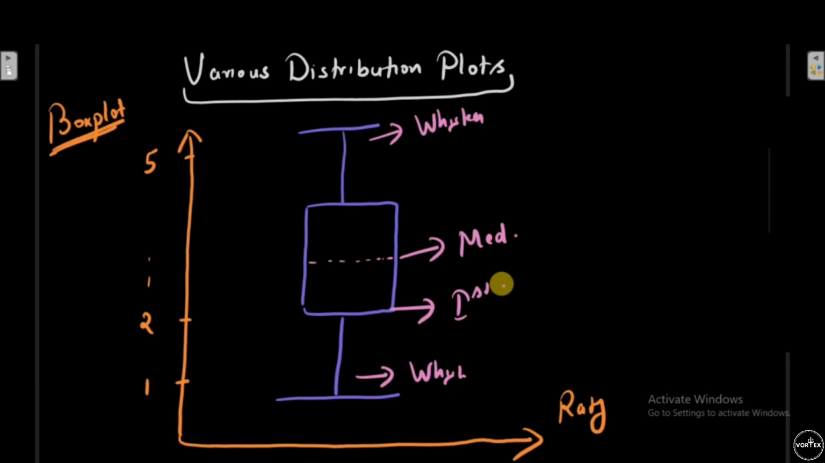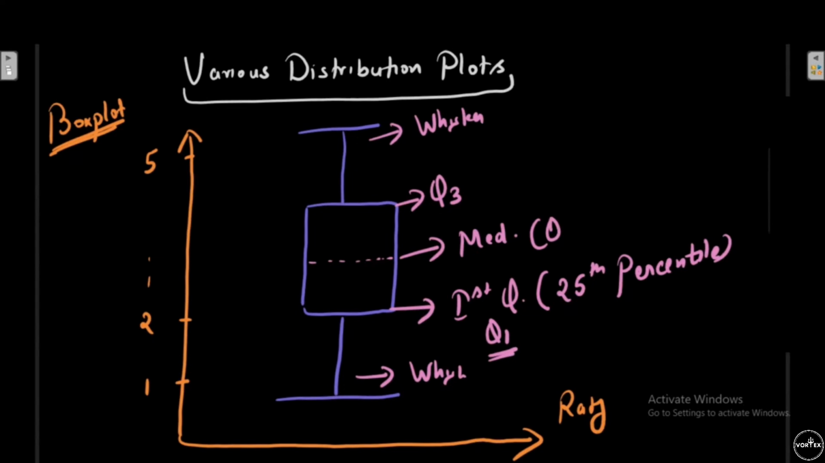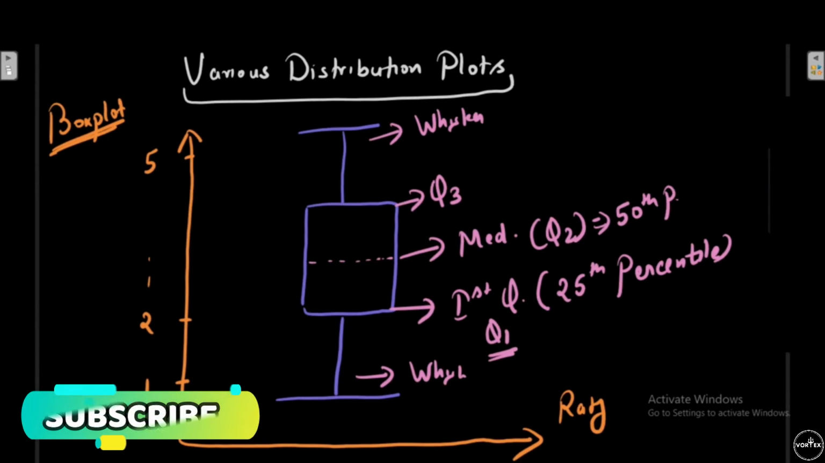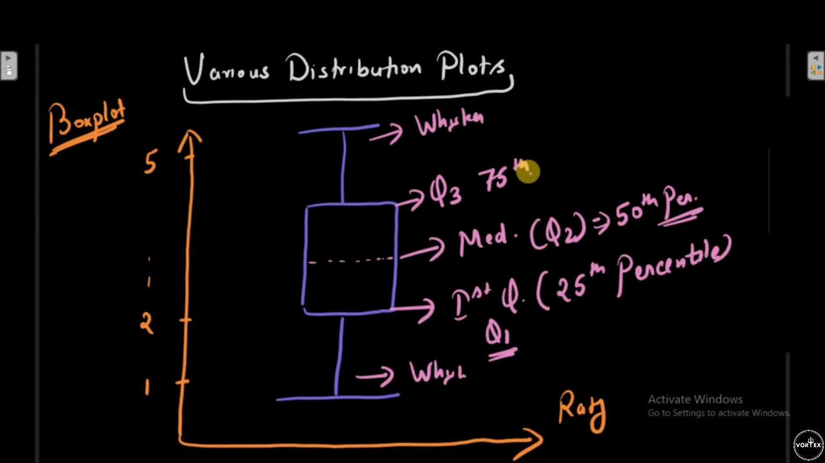This is the first quartile, or you can also say the 25th percentile value. Just in a couple of seconds we will touch upon what a percentile is. This is often known as Q1. This is Q2, or the 50th percentile value. This is Q3, which is my 75th percentile value or third quartile. This is all about a whisker.